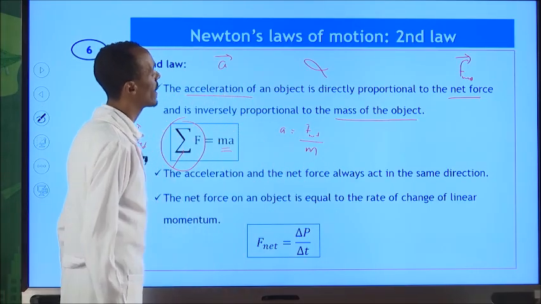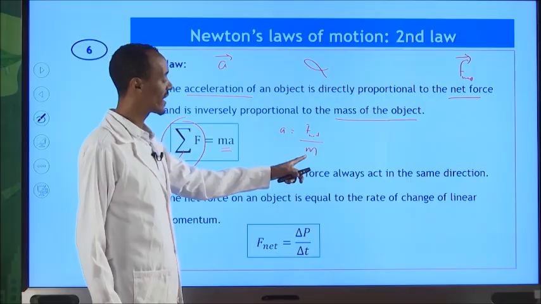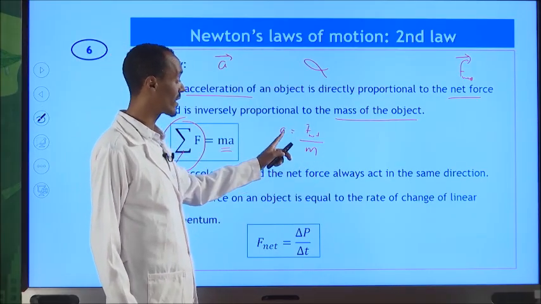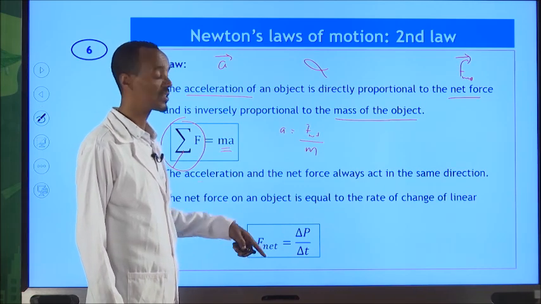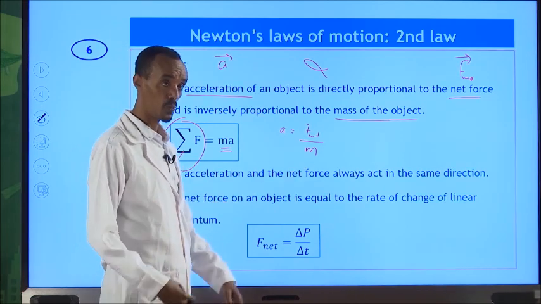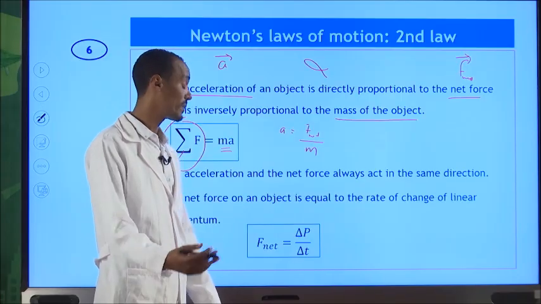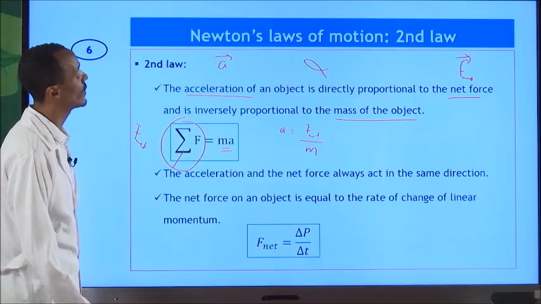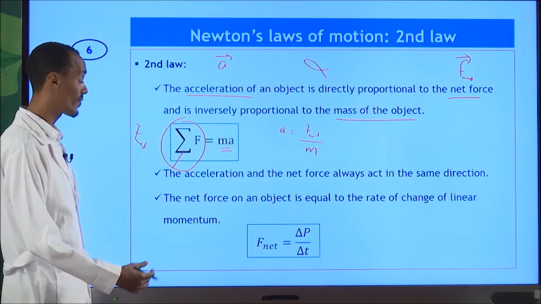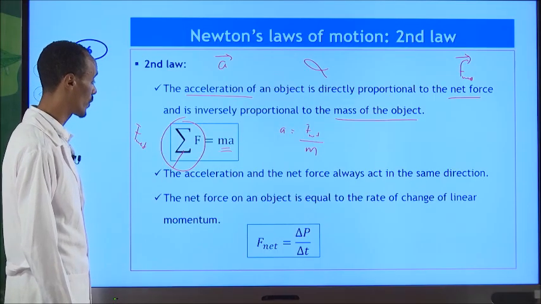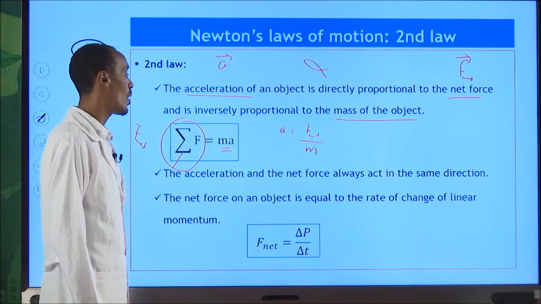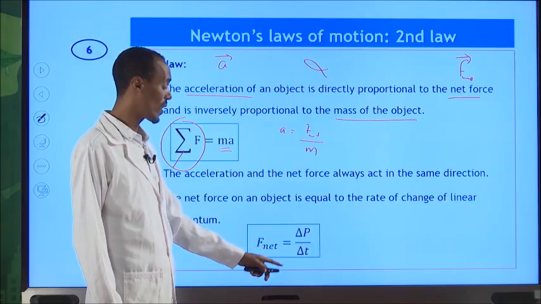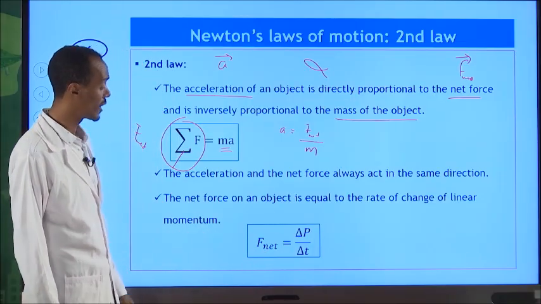As you can see from the formula, acceleration is inversely proportional to mass. That means if you have a large mass, acceleration will be small. The change of velocity is small. If the mass is small, then the acceleration of the body will be large, so that you can speed up or increase the change of velocity of an object of small mass by applying a force on it. Another way of saying Newton's second law is that the net force is equal to the rate of change of linear momentum.